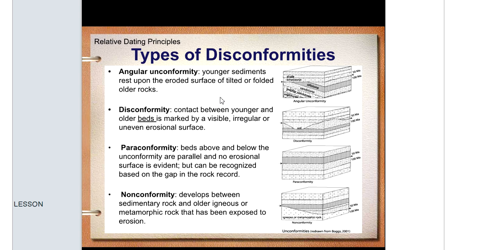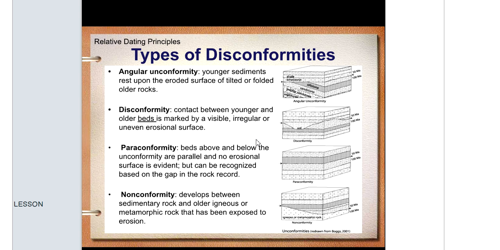A disconformity means you have younger beds connecting up with older beds. So you have uneven surfaces here. So this kind of cuts down through here and touches this older bed. So this one is going to cut through, so it is going to be younger than this one. And this is generally indicative of erosion on the surface. And it's usually irregular erosion.